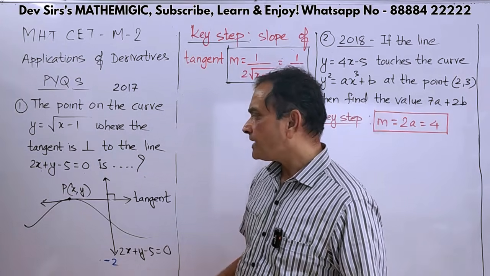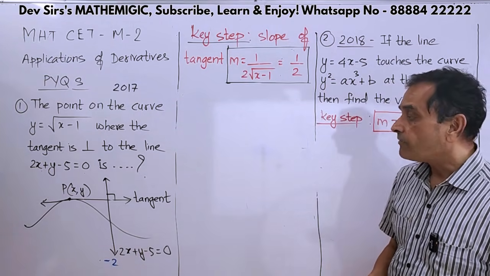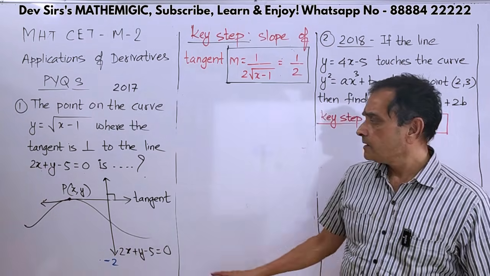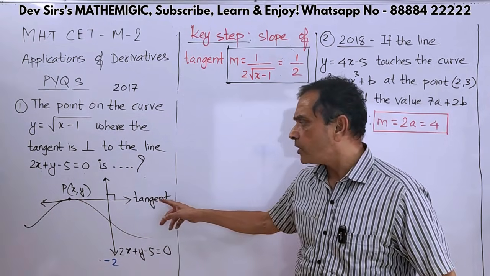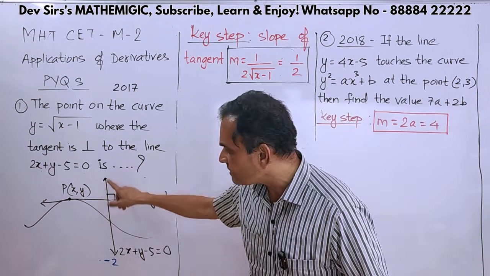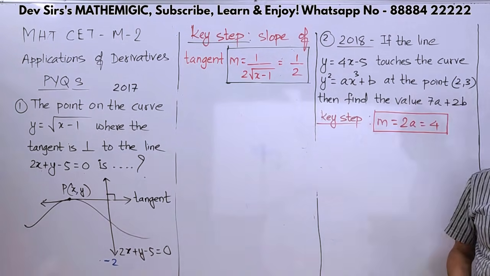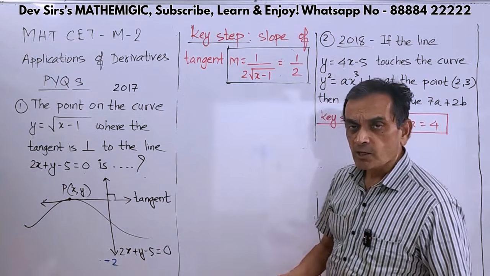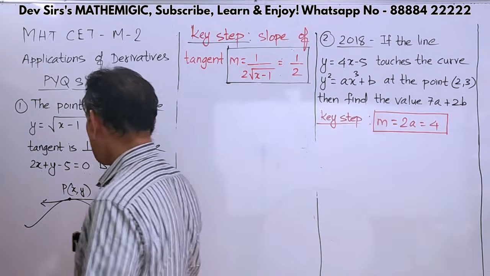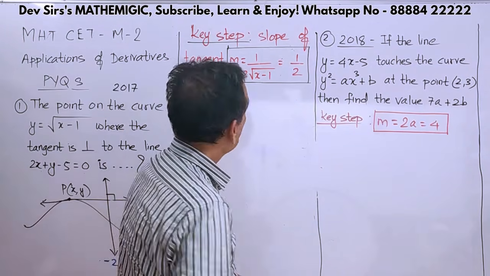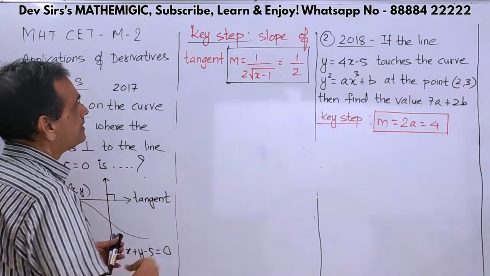So equation of tangent is not asked. Find the point on the curve such that the tangent at that point is perpendicular to some other line. Equation of some other line is given. Now how do we start over here? Point है pxy पूछा है. So how do we start? Look at the key step.